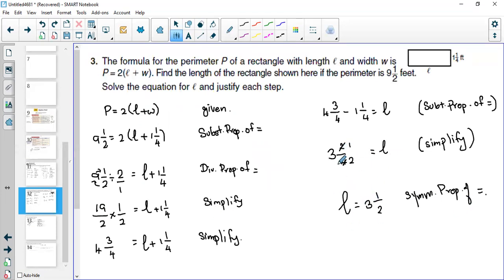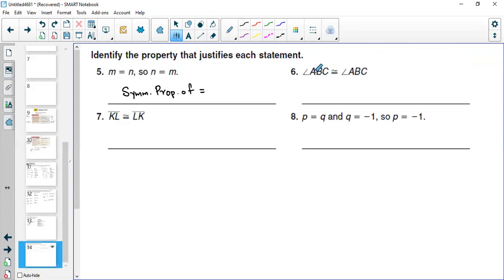3.5 equals L, L equals 3.5. It means the same. Now angle ABC is congruent to angle ABC. This is the reflexive property of congruence, because reflexive means it's the same. You cannot write equality because the symbol here is different. It's called the reflexive property of congruence. KL is congruent to LK. What kind of property is this? They just flip the letters.